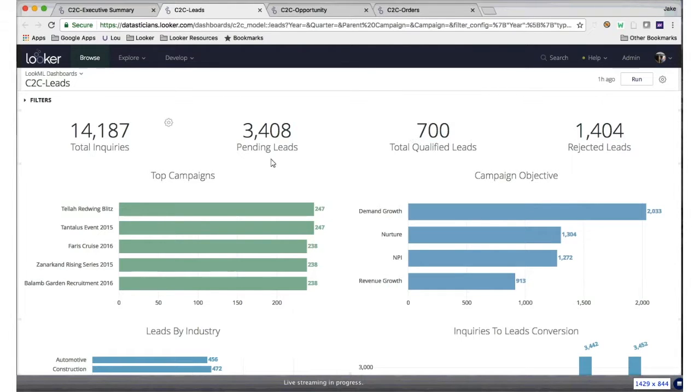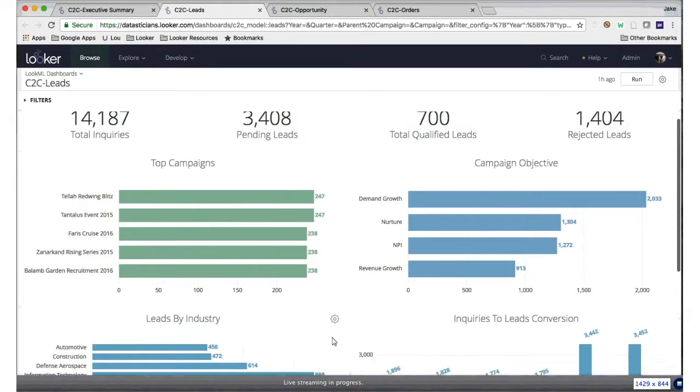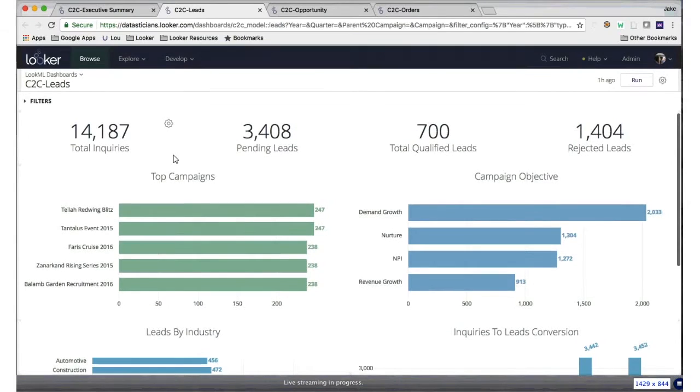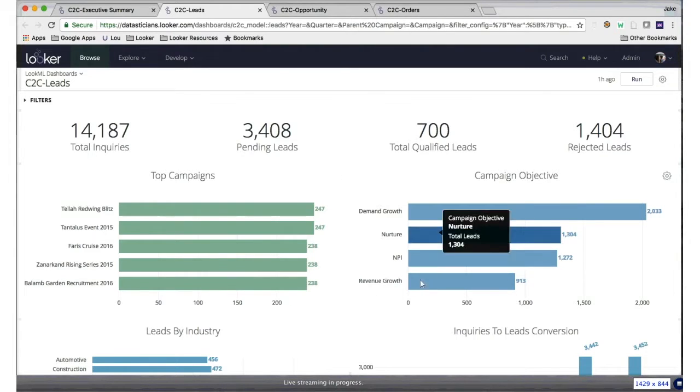Again, I can filter on the different components or campaigns so that I can see the specific information anywhere I go. Top campaigns in terms of leads looks a little bit different than top campaigns in terms of opportunity or revenue. So we can see now which campaigns are generating the most leads.